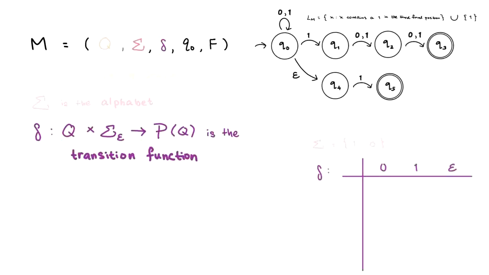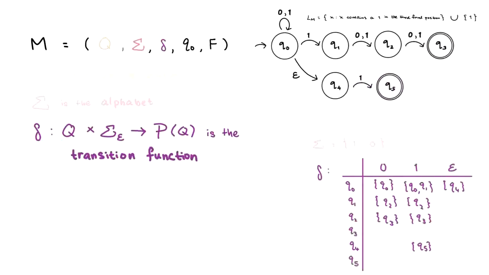So going back to our NFA, the transition function is defined like so. Q0 will remain in Q0 on a 0, and on a 1, it can choose to remain in Q0 or transition into Q1, or it could empty hop over to Q4. Q1 can only transition into Q2 on a 0 and 1. Q2 can also only transition into Q3 on a 0 and 1, and Q4 transitions into Q5 on a 1. Finally, for the states and symbols that have no transitions, the transition function will just result in the empty set.